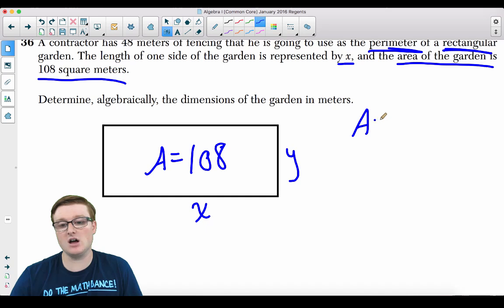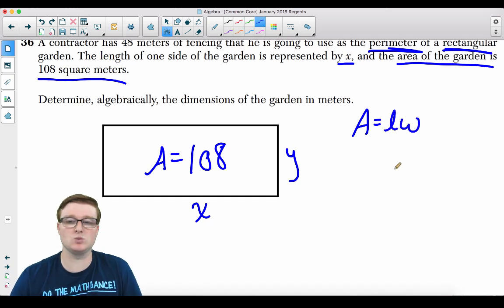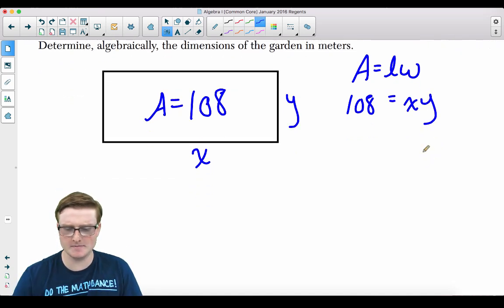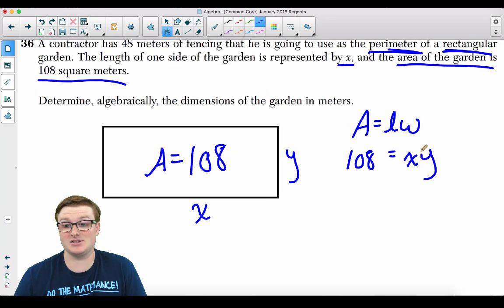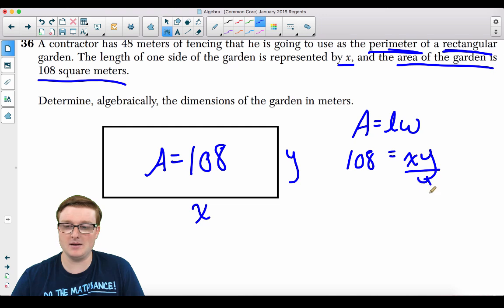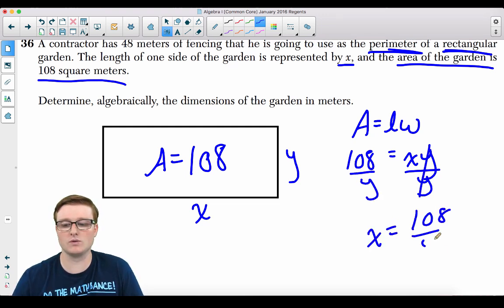Well, we know that the area of a rectangle is length times width. They tell us that the area is 108. Plug in 108. Your length is x, your width is y. Don't worry about it. X times y, that's okay. But I want to solve for this in terms of x. So I'm going to divide by y on both sides. So x is equal to 108 over y.